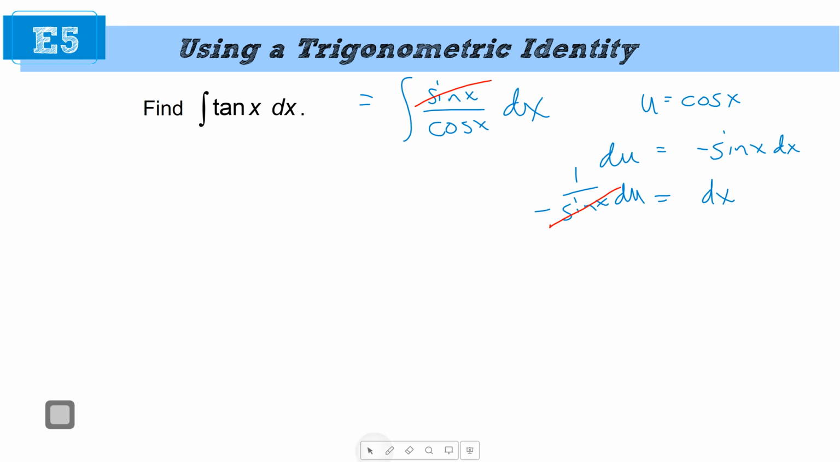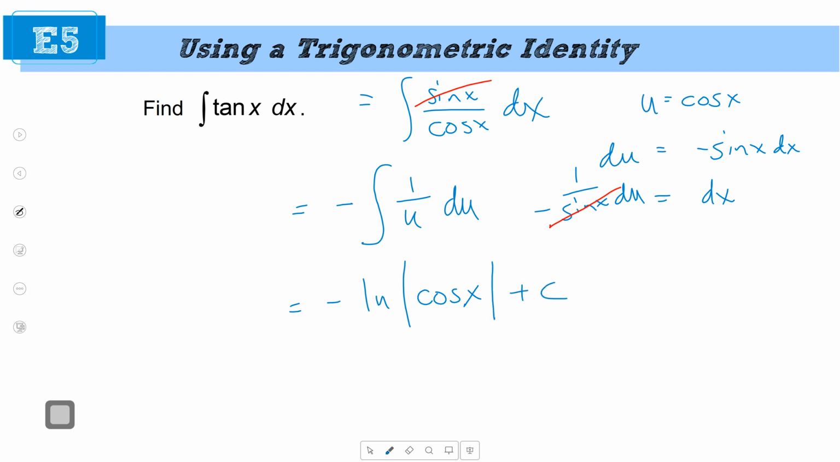Ooh, lovely. This becomes negative the integral of 1 over u du, which is the opposite of the natural log of the absolute value of the cosine of x plus c. Well done.